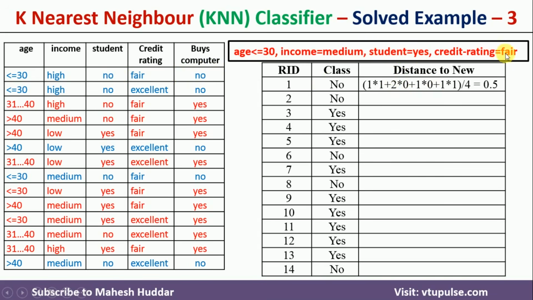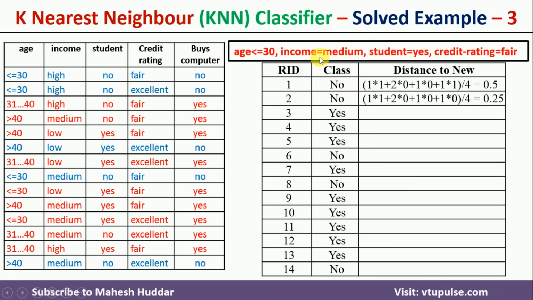Finally credit rating is fair here and fair here, so delta is equal to 1 and weight is also 1, so 1 into 1 is equal to 1 here, divided by 4 is equal to 0.5 in this case. Similarly we will do it for the second one. The second one is age less than or equal to 30, the same thing over here. So delta is equal to 1, 1 is the weight, delta is 1 in this case.